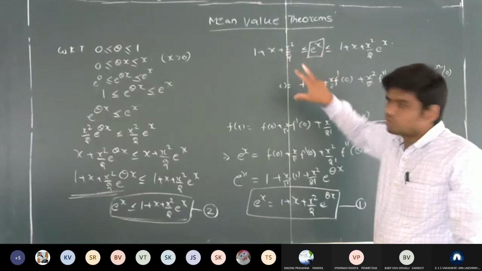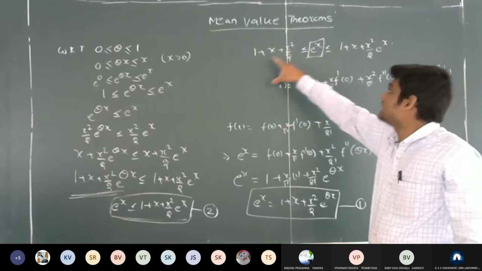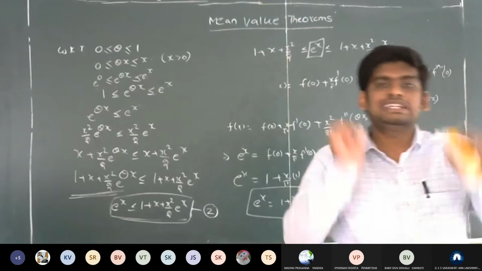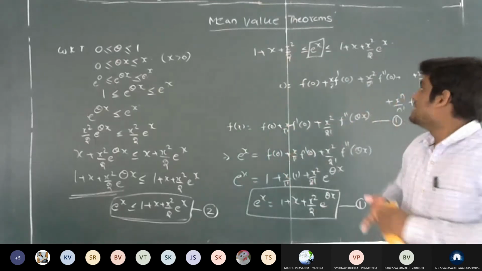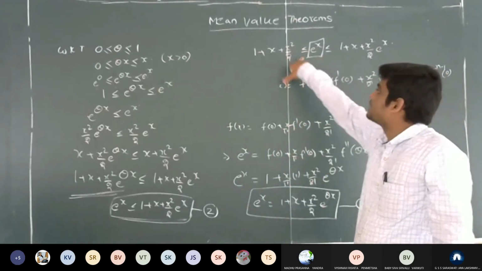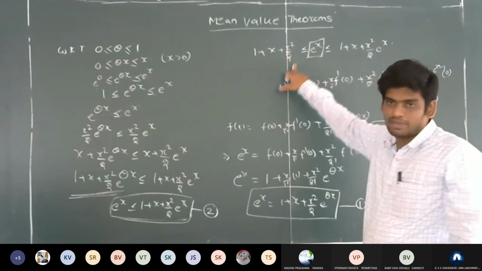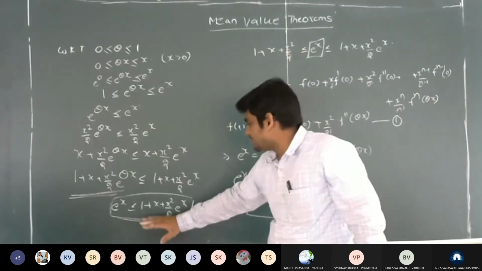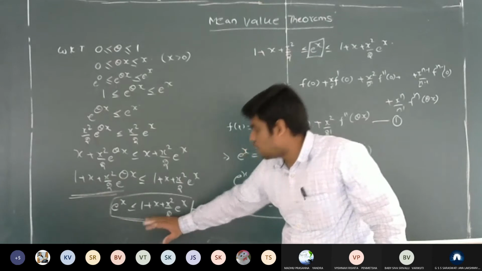So now we have to prove that e power x is greater than or equal to 1 plus x square by 2. It is an obvious result. Why? Because e power x is always greater than or equal to 1 plus x square by 2. That also we will prove, we will check. So this is one of the very important inequalities.